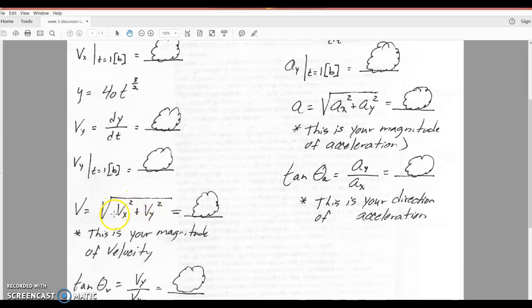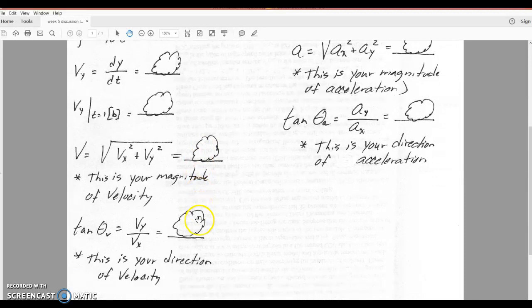So take the velocity in the x direction and square it, plus the velocity in the y direction and square that. Once you have that sum, you will take the square root, and that will be the magnitude of your velocity. Then you're going to want to know the direction of your velocity.